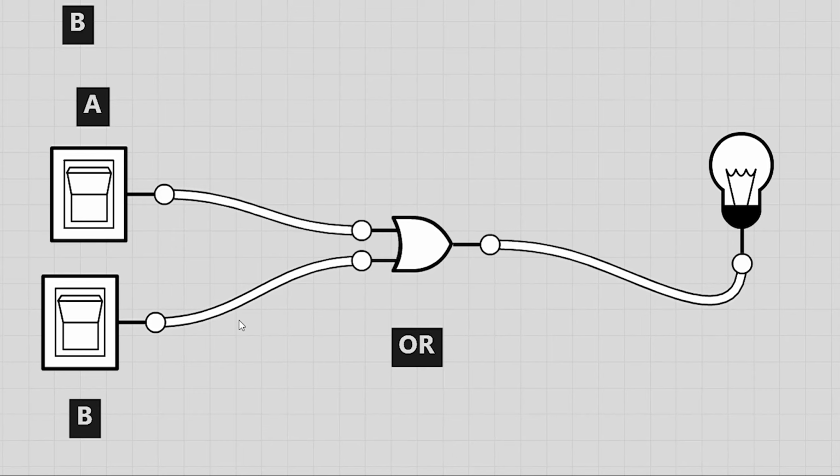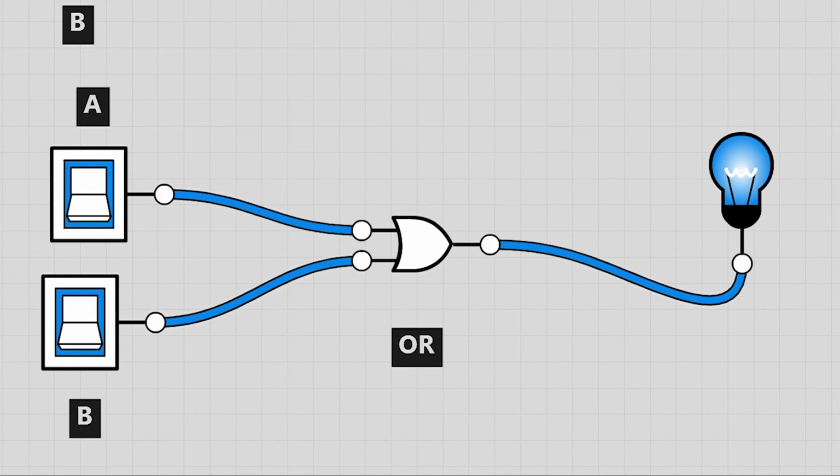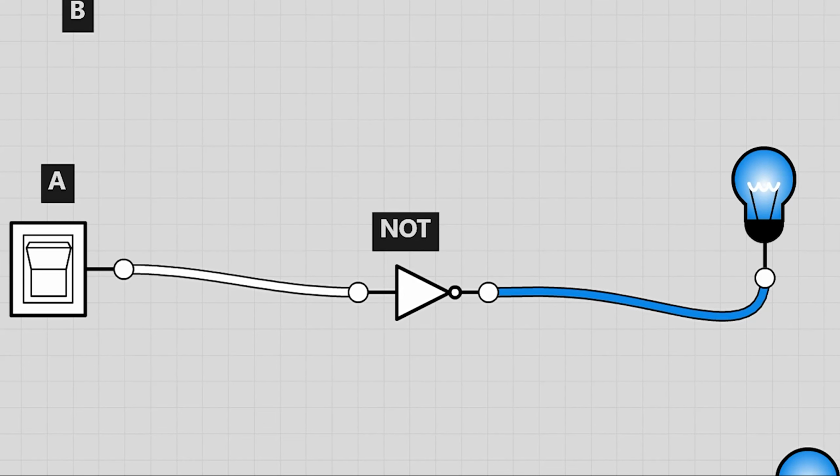0, 0, the output is 0. 1, 0, the output is 1. 1, 1, the output is 1. Next NOT. 0, the output is 1. 1, the output is 0.